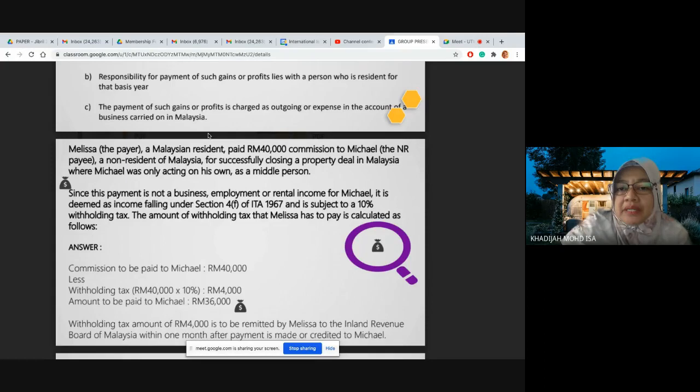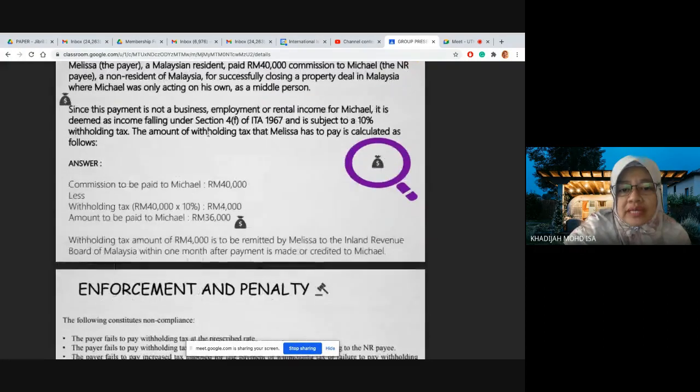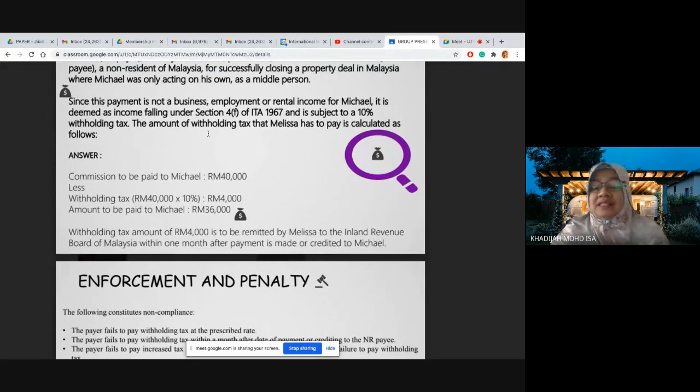Income derived in Malaysia, yes, because the payer is a resident. It's enough, because you need commission, not interest. Then what else? What is the rate? It is 10%. So 40,000, 10% is 4,000. That's why the withholding tax is 10%, 4,000. The amount paid to Michael is net of withholding tax, so you only pay Michael 36,000.